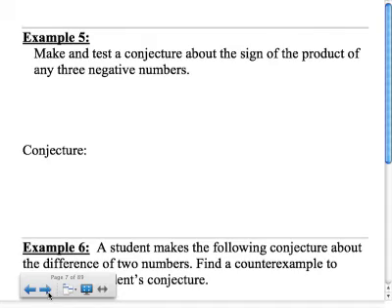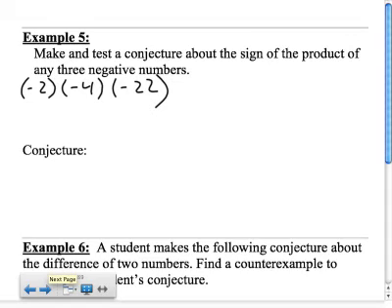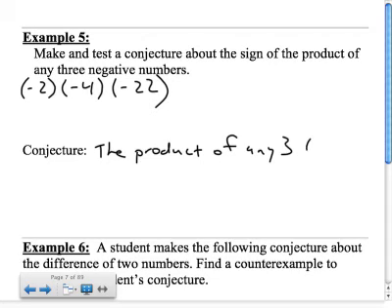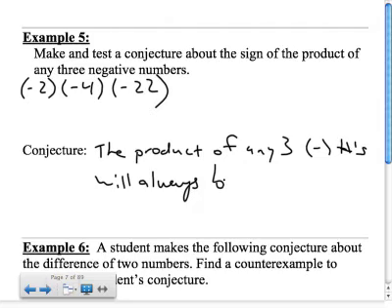Okay, it says make and test a conjecture about the sign of the product of any three negative numbers. This one should be pretty easy for you, right? It doesn't matter if I take any three negative numbers, -2, -4, -22. What can you tell me immediately about that product? Hopefully you're sitting over there on the other side of this computer saying, I can multiply those and I know for a fact my answer is going to be negative. So the conjecture: the product of any three negative numbers will always be negative.